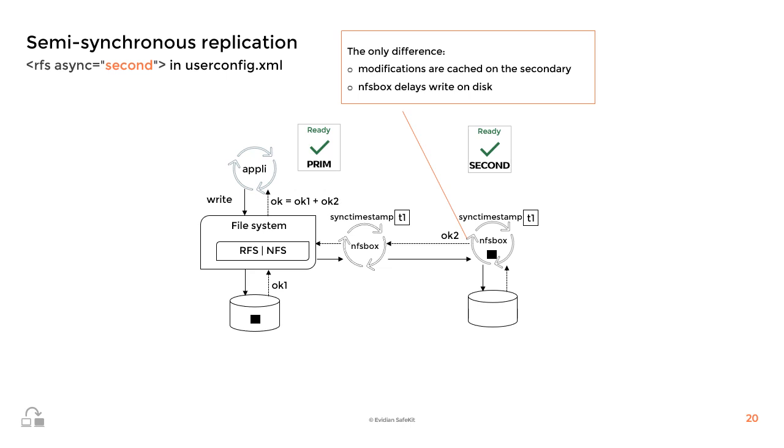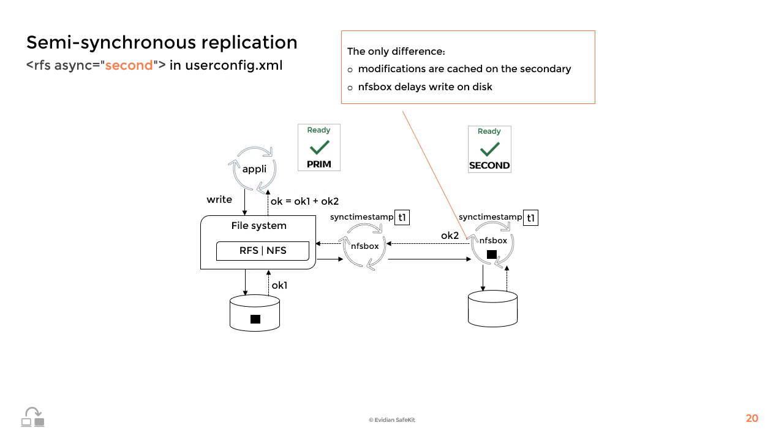Here is an explanation of the semi-synchronous replication use case, with async set to second in the RFS tag. The only difference is that the NFS box process of the secondary node keeps the data in its cache, sends OK2, and then writes to disk later. In case of a failure on node 1, there is still no data loss. Note that there is still a possibility of data loss in the special case of a simultaneous double power outage of both nodes, with the inability to restart on the former primary node and the requirement to restart on the secondary node.